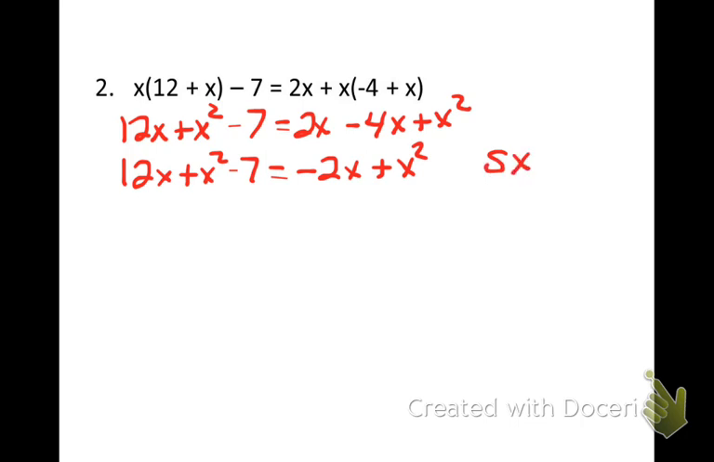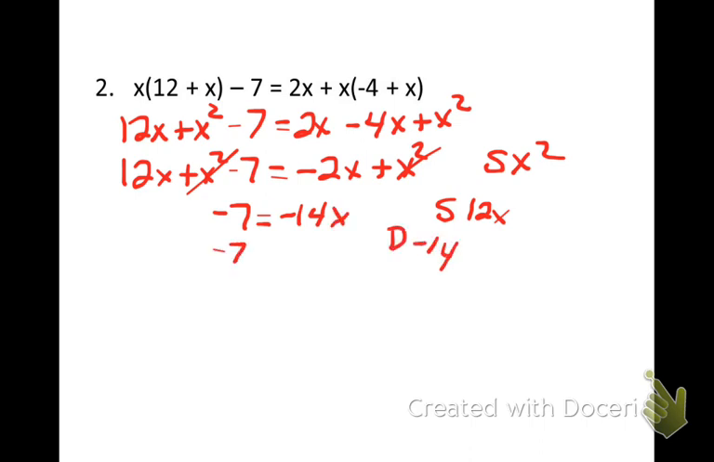So now I'm going to subtract x squared from each side, and they do disappear. Let's subtract 12x since I don't have any other numbers over here. So let's subtract 12x from each side. I'm going to get negative 7 equals negative 14x. So I divide by negative 14, and that gives me negative 7 over negative 14 equals x, which reduces to positive 1/2. Never leave two negatives in a fraction, so just say 1/2 equals x.